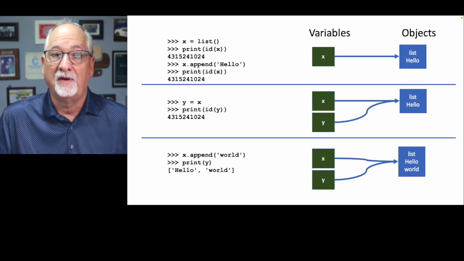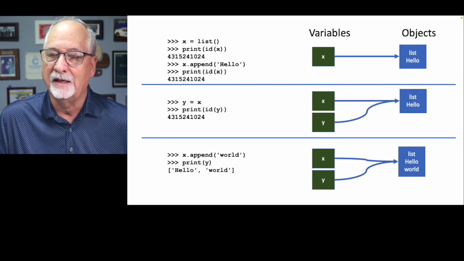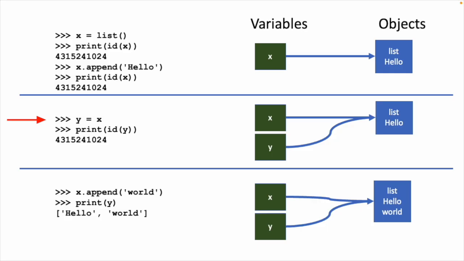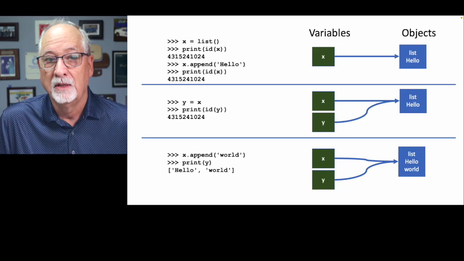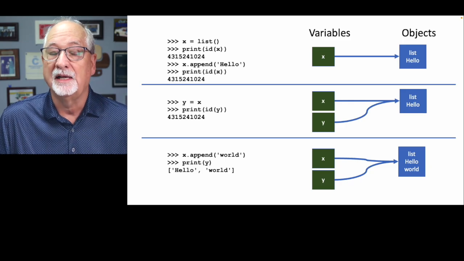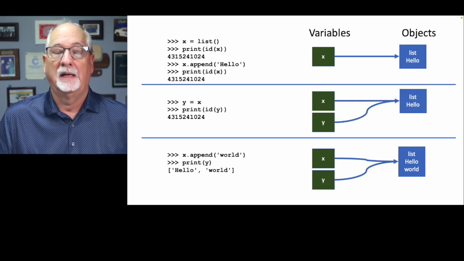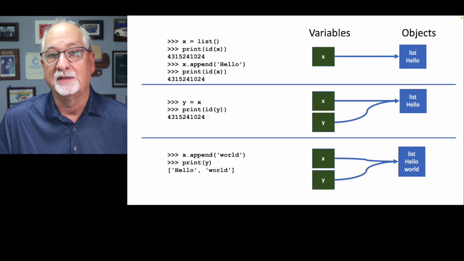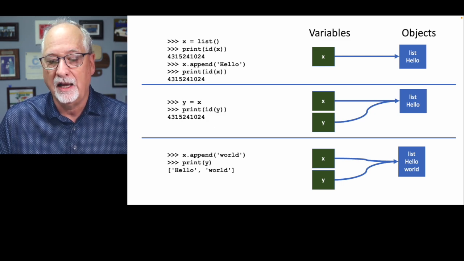Okay, now if I make a copy, not exactly a copy, when I say y equals x, that makes a new y that points at the same place. And that's why if we do an x.append world and print y, we see hello world even though we appended to x. That is because y and x are pointing to the same place. So y equals x is not copying, as we might expect in the drawer analogy. It's not copying it, it's just adding a new pointer.